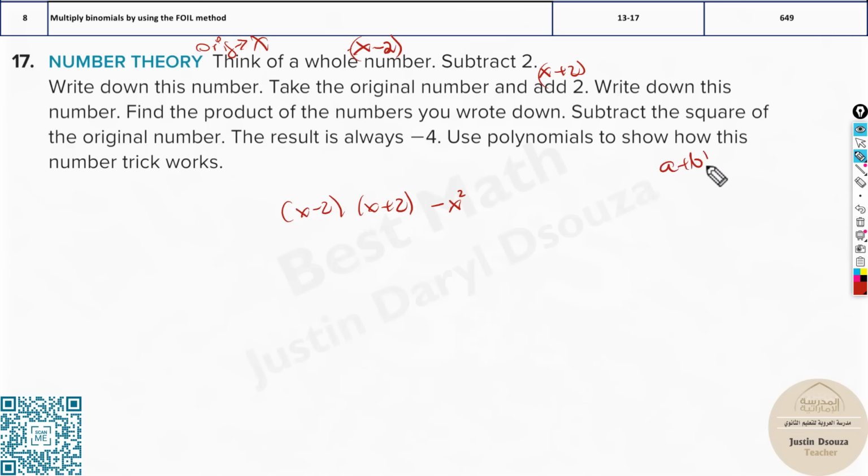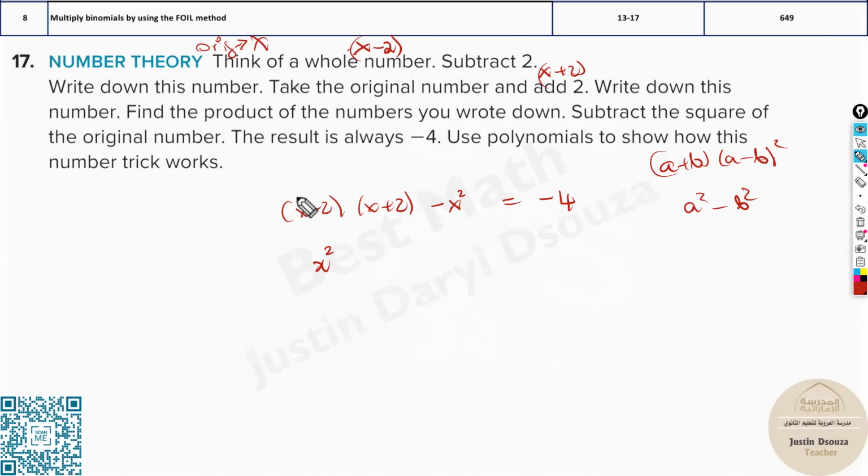This is a plus b, a minus b formula. What happens here? A square minus b square is the formula. So here it will be minus 4. Minus 2 square is 4. So x square cancels. Yes, of course. So we'll just solve this up. They're telling the answer will be minus 4. Yes, it will be minus 4 because if you remember this formula, a plus b, a minus b, you can directly write it as x squared minus 4.